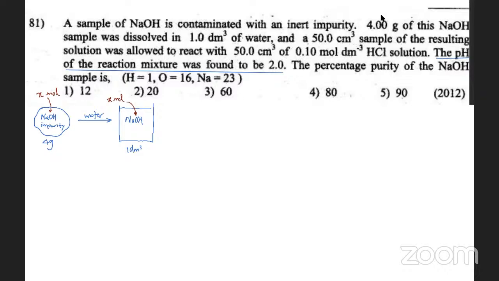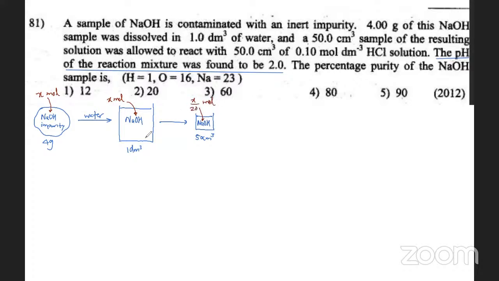50 centimeter cube of the sample of the resulting solution was allowed, right? So then you have to separate 50 centimeter cube of this sample. Of course, sodium hydroxide will be there, but the number of moles will not be x anymore. Why, people? The volume we have taken is 20 times less than the volume of the large solution. So it has to be x over 20 moles. X over 20 moles, remember.